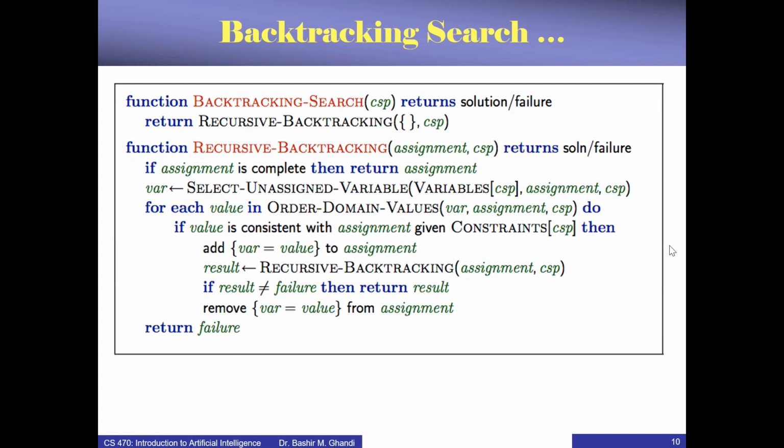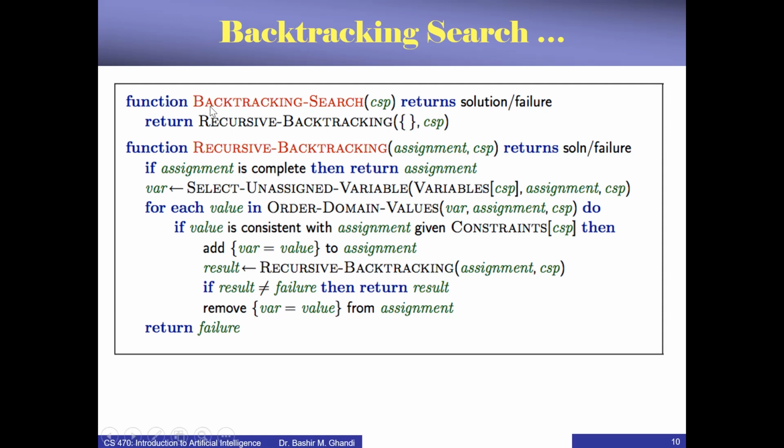So this is the backtracking search algorithm. Obviously, it is a recursive algorithm, as depth-first searches are normally implemented as recursive algorithms. So this is the main algorithm which the user will call, passing his CSP, constraint satisfaction problem. Okay, so it's called backtracking search, and it's going to return a solution if one exists, or a failure if it cannot find a solution.